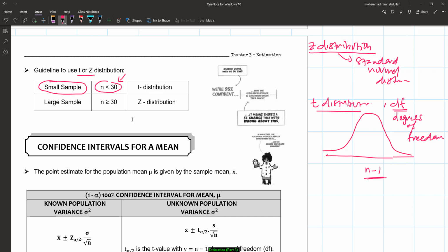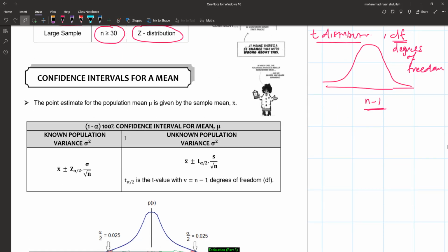So when you have a small sample, which is n less than 30, this is just a guideline, not always true, but most books use 30 as a benchmark. So we will follow the books. Less than 30, we will use the t distribution. If the sample size is more than or equal to 30, we will use the z distribution. Z distribution, the symbol is z. T distribution, the symbol is t, but with some modification, which is degrees of freedom.